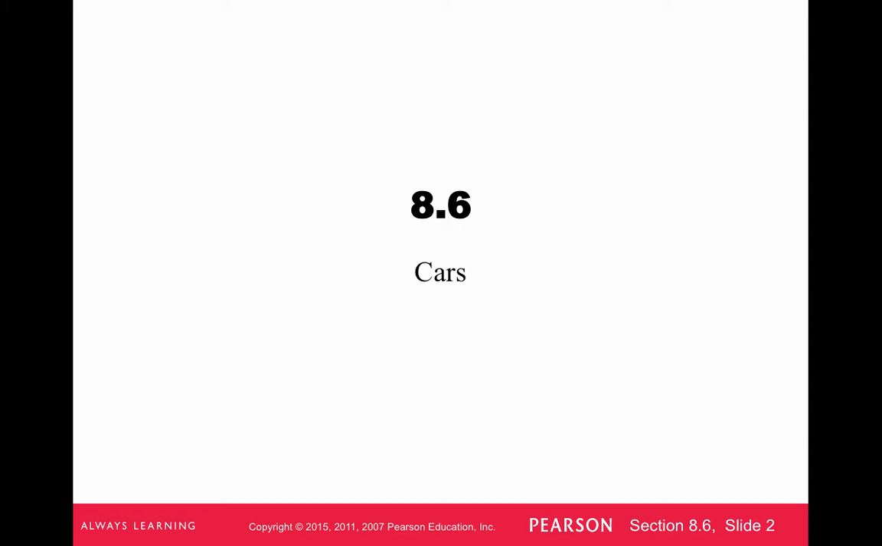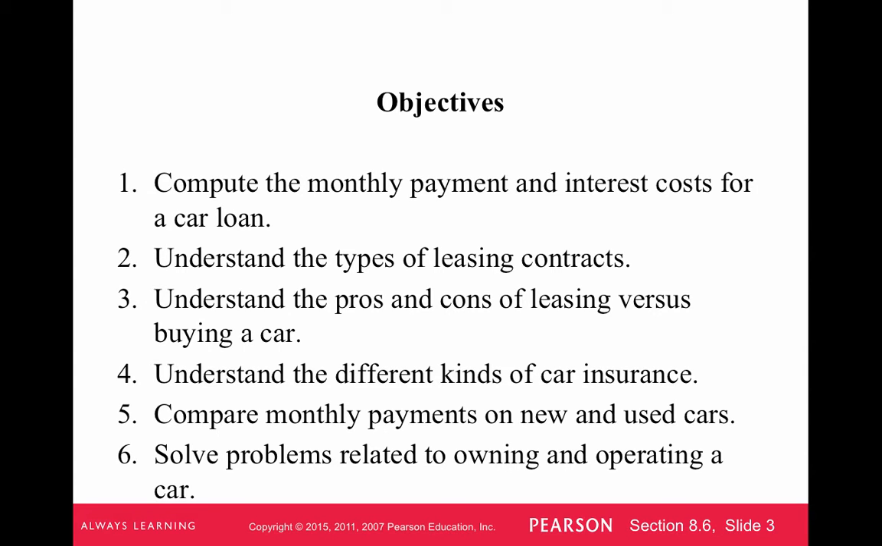There's a lot of information in this section. We're just going to cover some of the stuff at the beginning about looking at the payment of a loan. The big thing we're focusing on now is that from the last section we were looking at savings plans, and now we're looking at paying off loans. Two really popular kinds of loans are car loans and home loans, which are called mortgages, which we'll look at in 8.7. So we're going to compute the monthly payment and interest costs for a car loan. That's the main thing that we'll be doing.